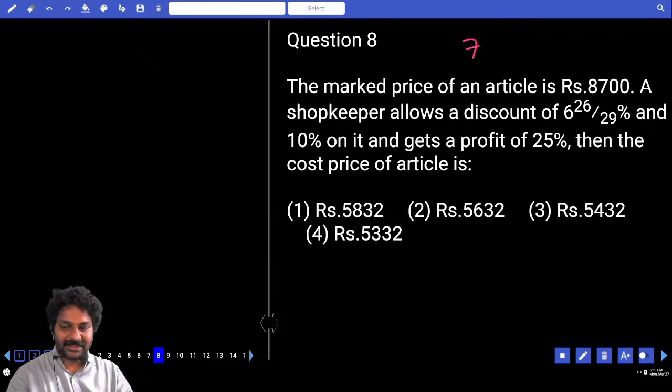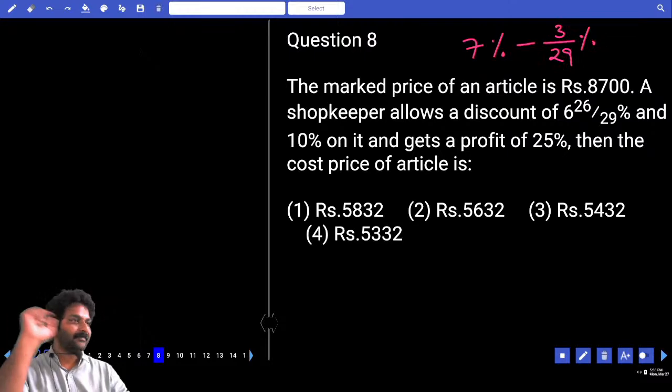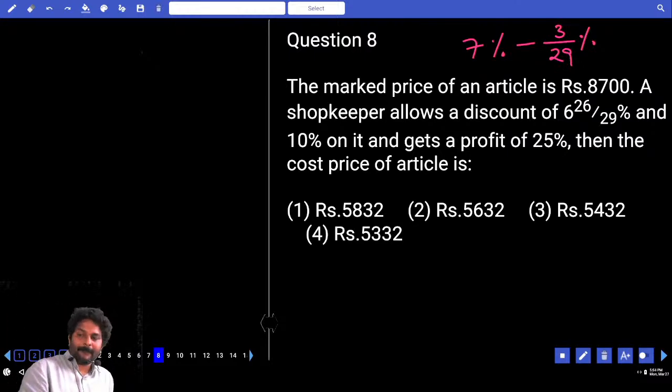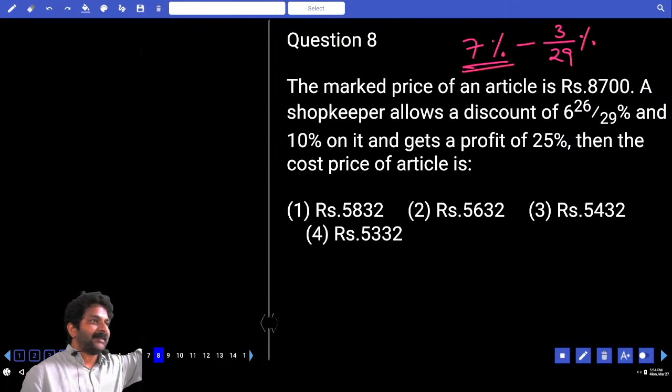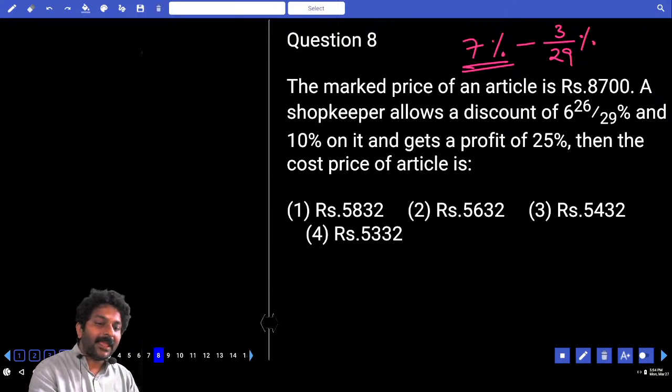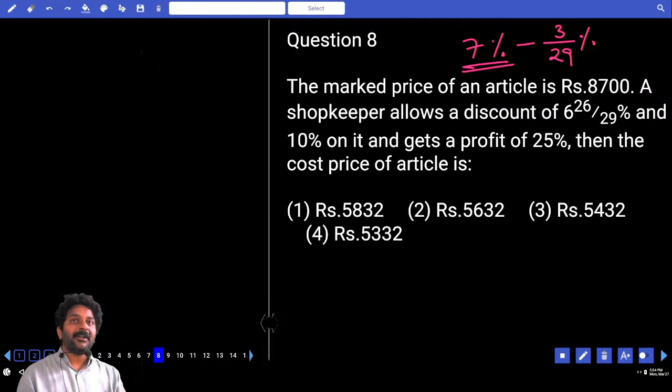So I will take it like this: 7% minus 3/29 percent. First let's calculate 7%. What is 1%? 87. 7 times that number. 80 into 7 is 560, 7 into 7 is 49, so 560 plus 49 is 609. From this we have to subtract 3/29%.